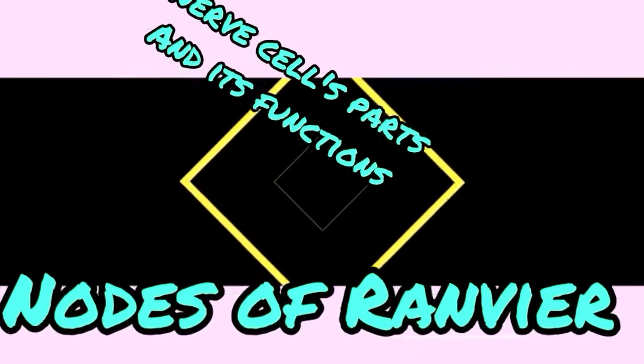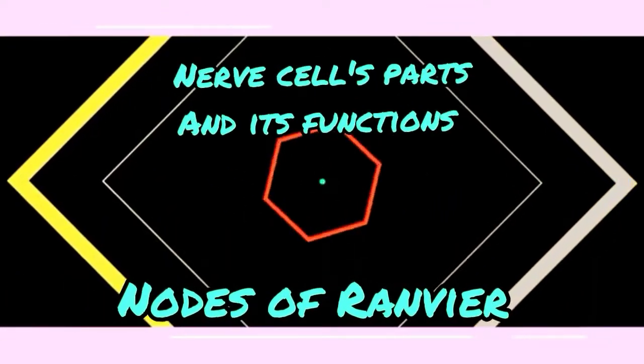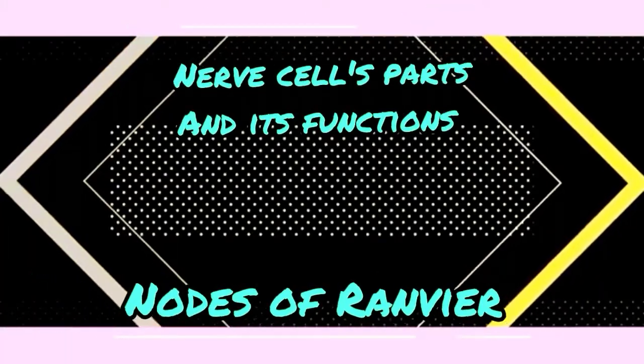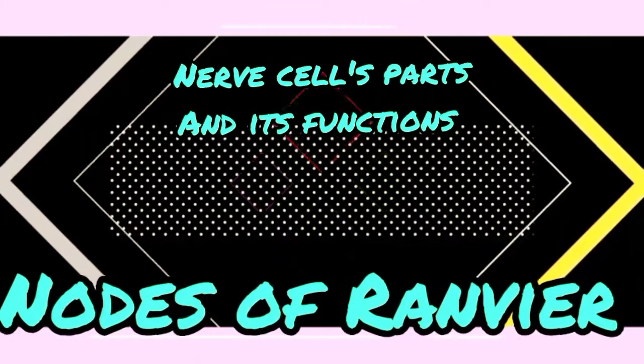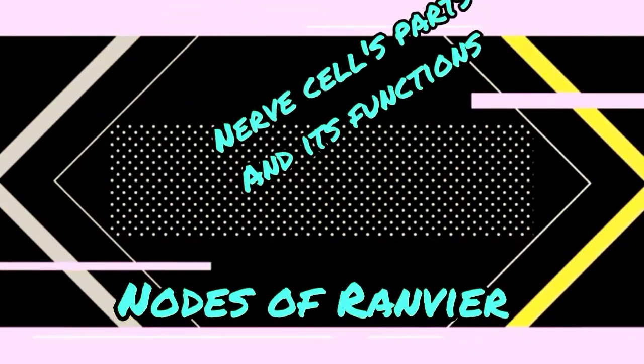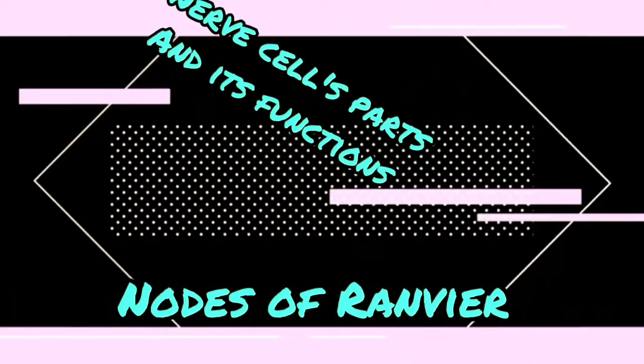Nodes of Ranvier. Nodes of Ranvier are periodic gaps in the insulating sheath on the axon of certain neurons that serve to facilitate the rapid conduction of nerve impulses. This forces the current to travel down the nerve fiber to the unmyelinated nodes of Ranvier, which have a high concentration of ion channels.